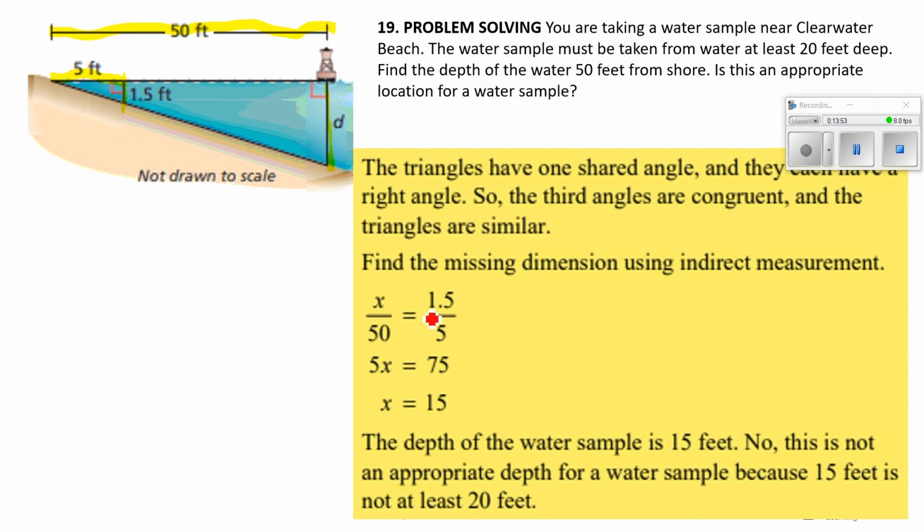All right, now we're going to cross multiply. 50 times 1.5 is 75, and x times 5 is 5x. I'm going to divide 5 away from 5x, which means I divide 5 from 75. That gives me 15. The depth of the water sample is 15 feet. No, this is not an appropriate depth for the water sample because 15 feet is not 20 feet. And remember, it said we need at least 20 feet deep.